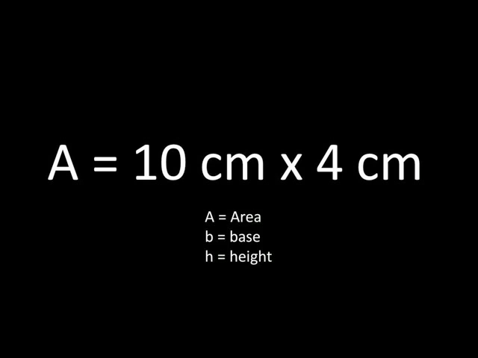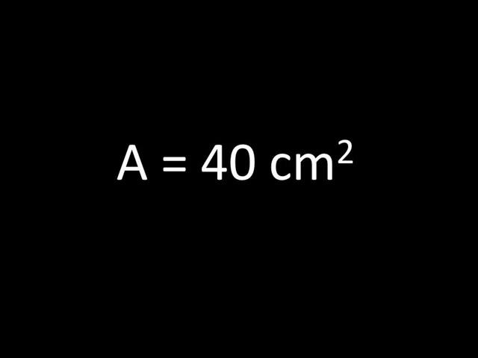Let's look back at the equation. The area is 10 centimeters times 4 centimeters. 10 times 4 is 40, and we need to remember to square our units because we're finding the area of something. So the area of parallelogram ABCD is 40 centimeters squared.